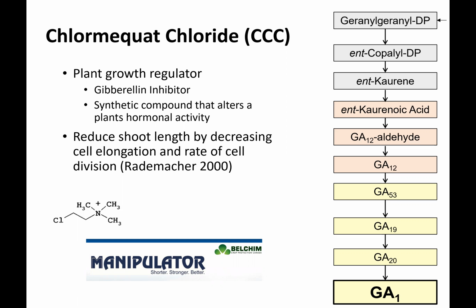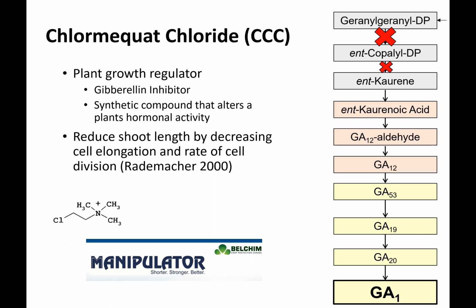CCC affects the GA pathway a little bit earlier than other GA inhibitors, such as trinexapac-ethyl, which affects the pathway a little bit further down. And by inhibiting GA, it reduces the shoot length by decreasing cell elongation and the rate of cell division.